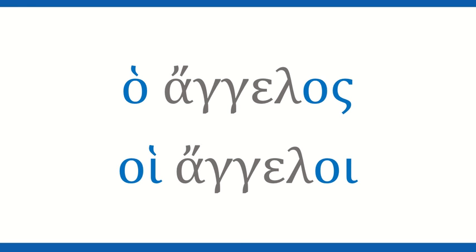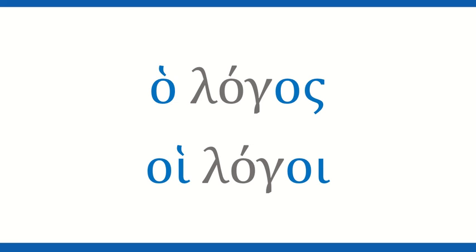So let's see some more examples. Ho angelos, the messenger or the angel. What about a lot of them, what do they become? Hoi angeloi. Good. So here they are side by side again. Ho angelos, hoi angeloi. And don't forget that S for the singular. Ho logos, the word. Hoi logoi. Okay, I think you're getting this, making these things singular and plural.